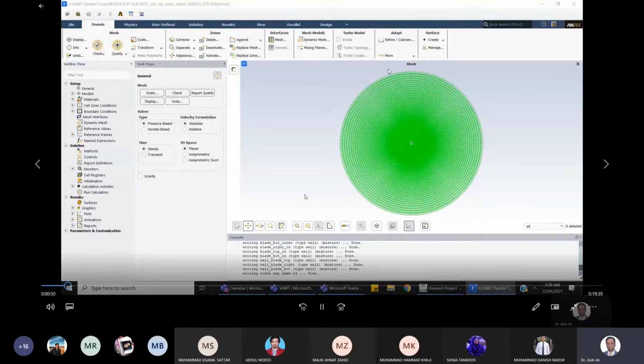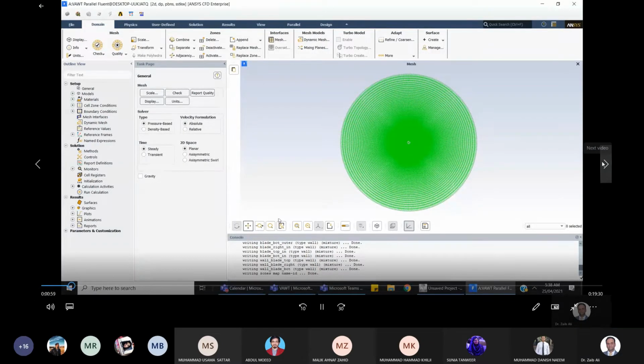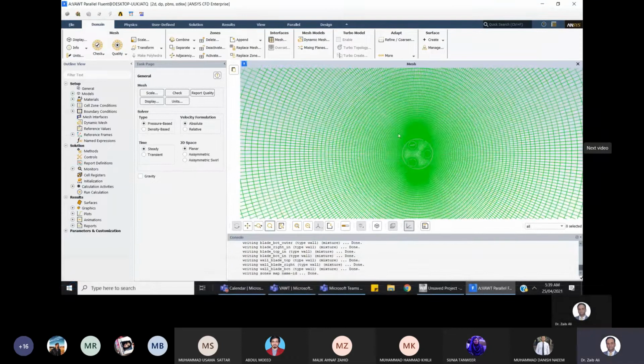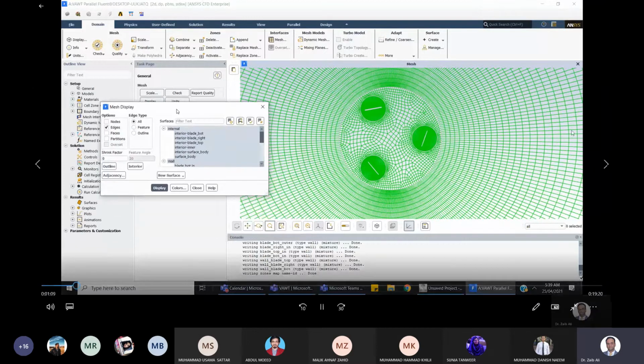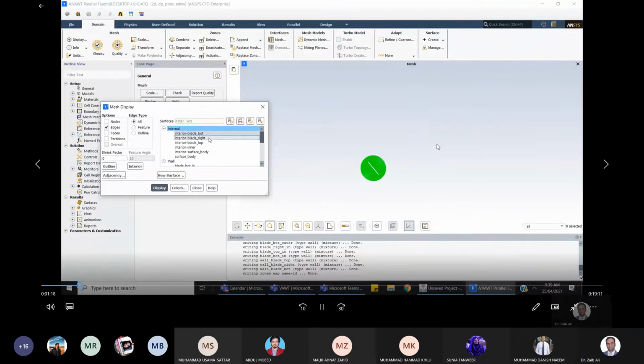So this is the overall domain. This is the far field. And if you zoom in here, you will see the inner region. As you see here, this is the hub region, and these three regions are the blade zones. So you can display them one by one.